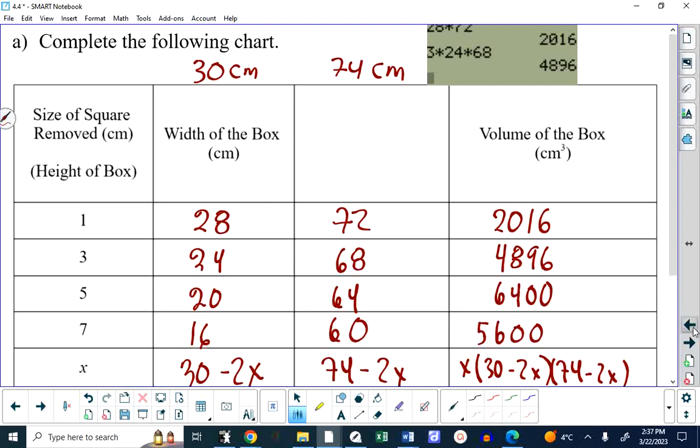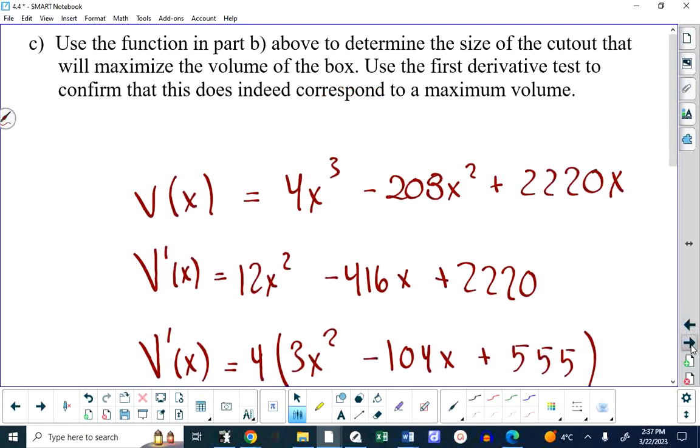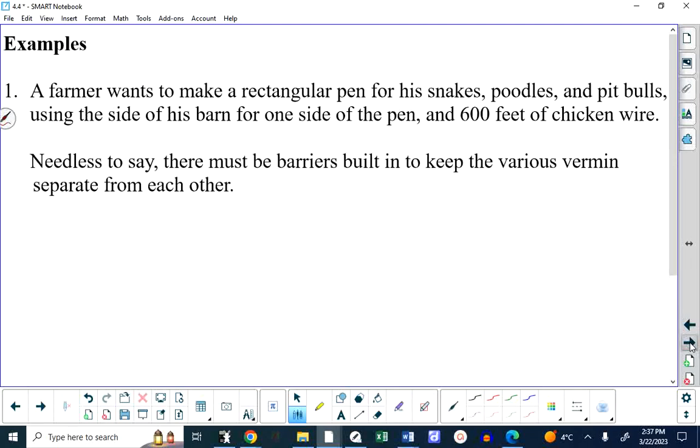All right. We're going to not burn through these, but as I said, I'm choosing examples that we have done before. Now, you know, if you didn't have me as a Math 20 teacher, maybe you didn't see this particular problem, but you should know how to work it. A farmer wants to make a rectangular pen for his snakes, poodles, and pit bulls.